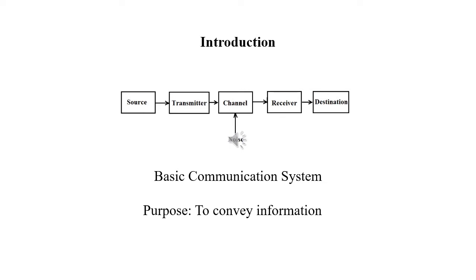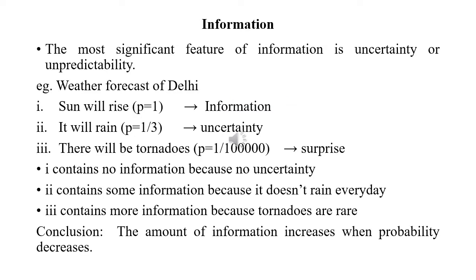Next, we'll see what information is. The most significant feature of information is uncertainty or unpredictability. We'll see the example of a weather forecast of Delhi. There are three statements given. The first one is the sun will rise. The probability of this event is 1. So we can say that it contains no information because there is no uncertainty.